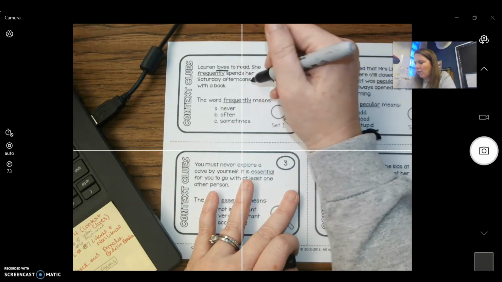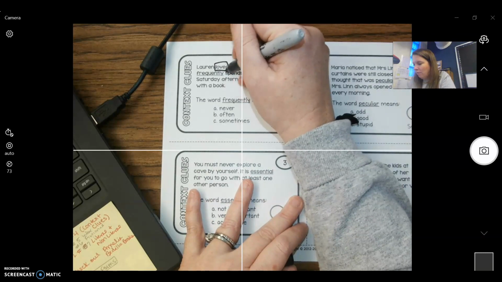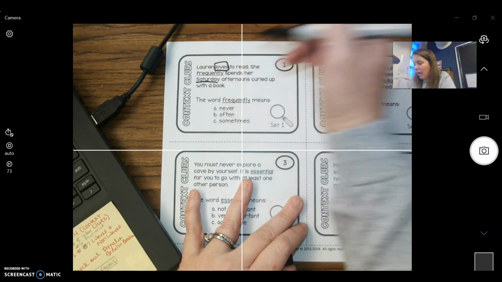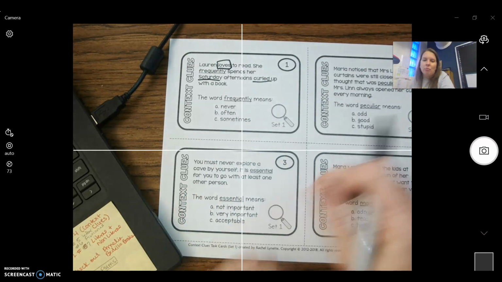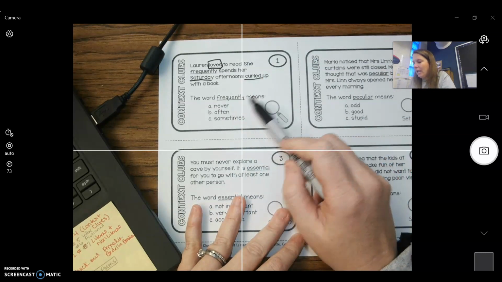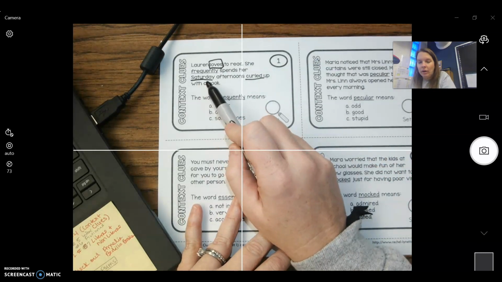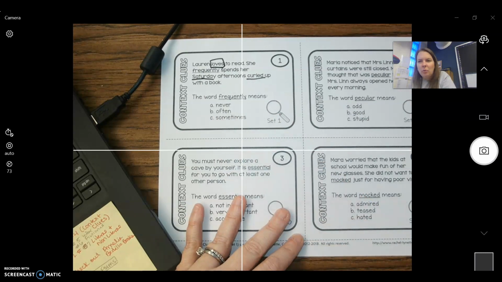Okay, I also know that if people really love to read, because that was the word, loves, that they would spend Saturdays, right, curled up. That means snug, wrapped up in a blanket, reading a book. So now I know she loves to read, and I know she even does it on Saturday mornings or Saturday afternoons. So what do I think the word frequently means?